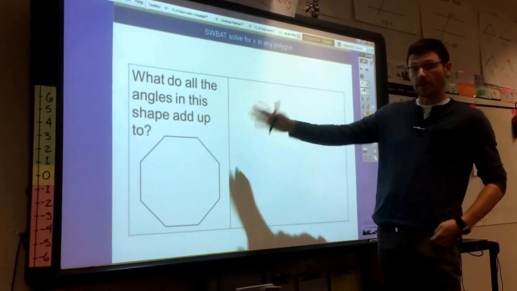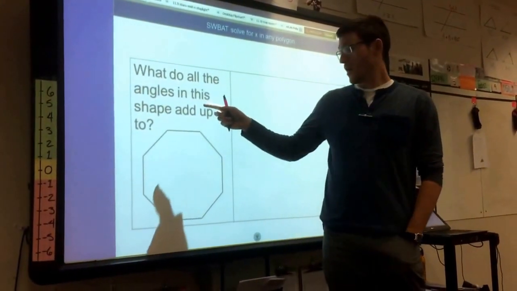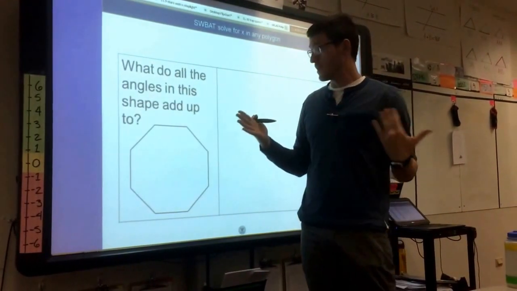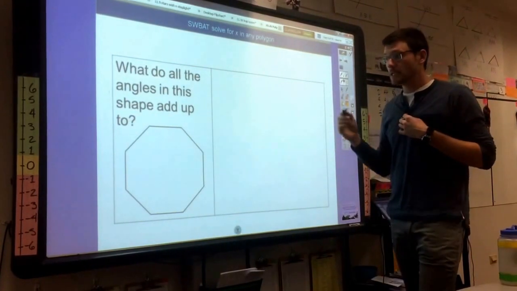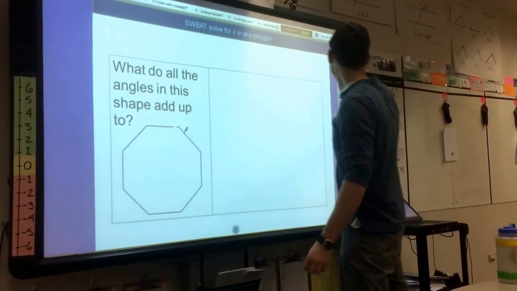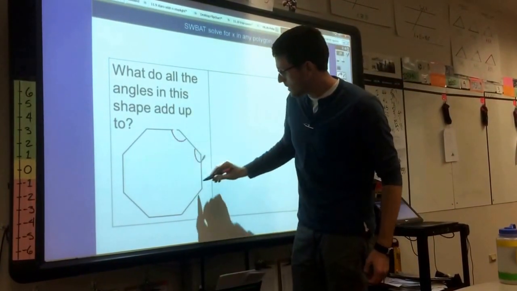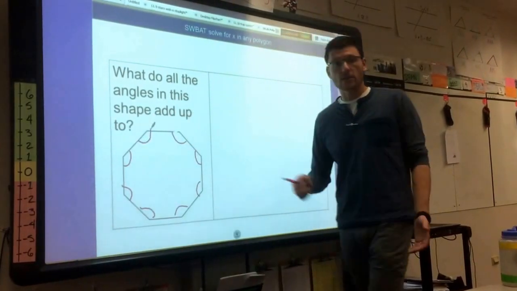Okay, so if we start with this question, this is a polygon, which means it's a figure that has straight sides and angles, and it's closed, right? So there's no open gaping holes. This question asks, what do all the angles in this shape add up to? So what it wants to know is, what is this angle plus this angle, right? All 8 of these angles, when we add them all together, what do we get?